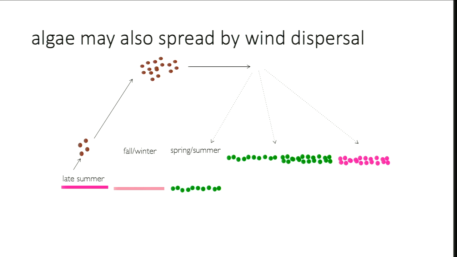But we also suspect that algae may be wind dispersed, or those spores can also blow around on the wind and can re-establish populations in other places. And so we're interested in differentiating between these two modes of dispersal based on the data that we're collecting.